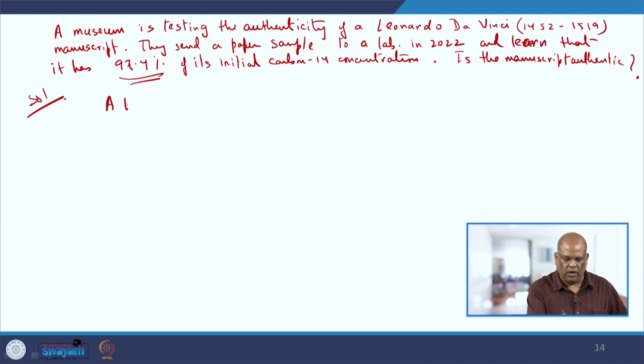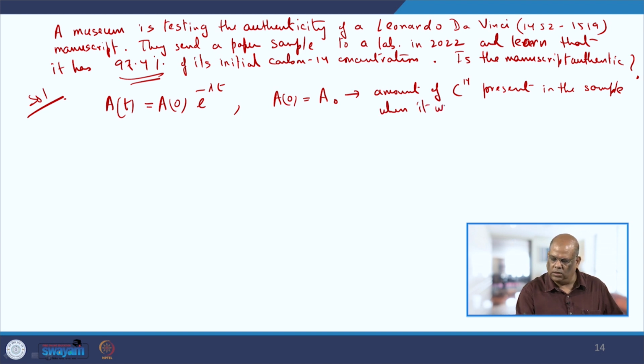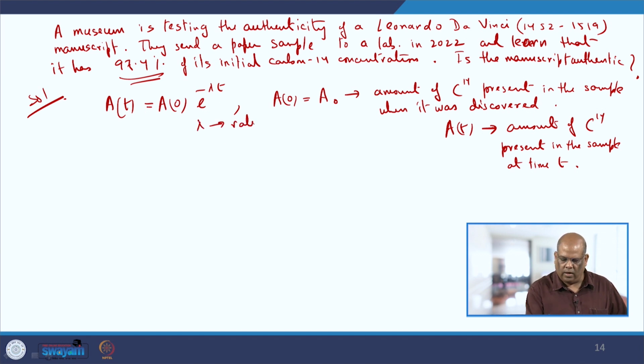So, we have the governing equation A(t) is equal to A0 e to the power minus lambda t, where A0 is the amount of carbon 14 present in the sample when it was discovered, and A(t) is the amount of C14 present in the sample at time t. Now, here lambda is the rate of decay.